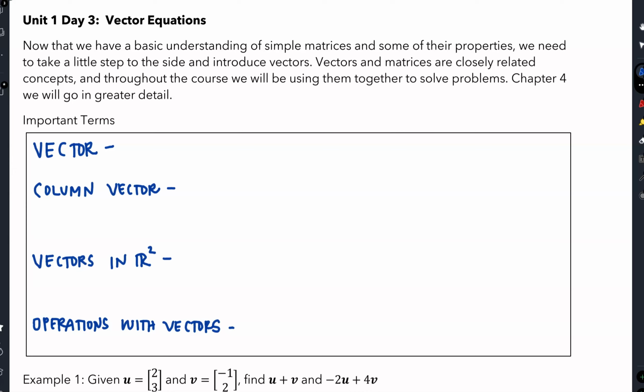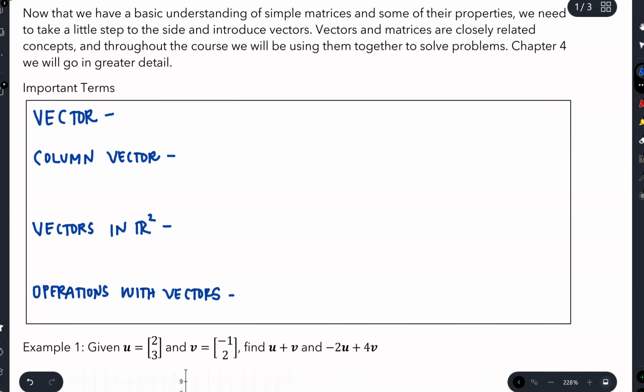Okay, so today we're going to look at vector equations. We've looked at simple matrices and operations with matrices, so now we're going to put that aside a little bit and look at vectors. This is just an introduction to vectors. In chapter 4, we'll go into more detail of what a vector is and how to work with them.